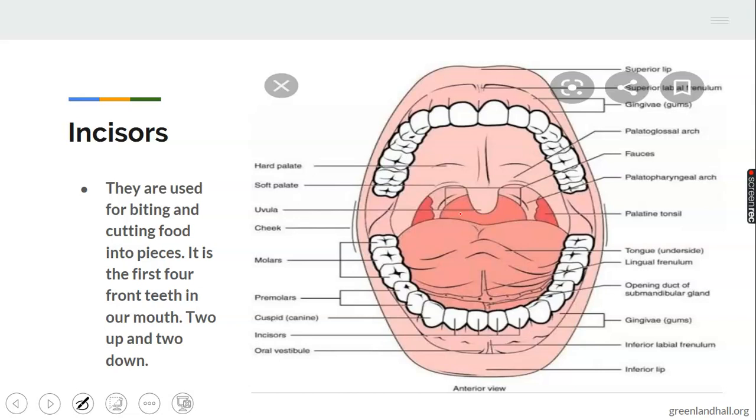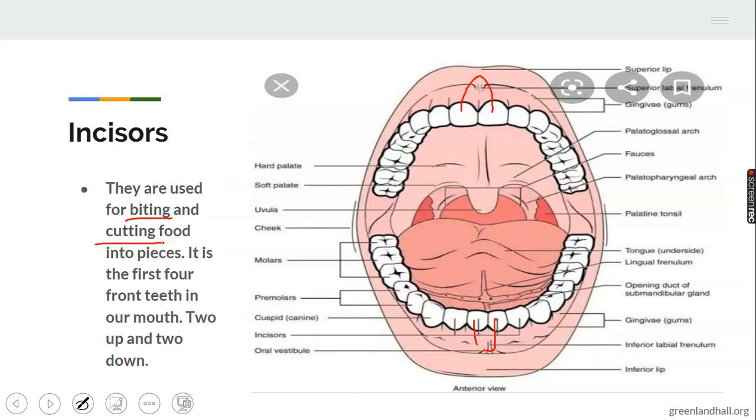We come to the first one, incisors. Which set of teeth do we regard as incisors? These are the teeth in our mouth that are used for biting and cutting food into pieces. And they have four in number. It is the first four front teeth in our mouth. We have two up and two down. You can see them here. We have two down here, and then we have two up here. Those are the incisors. Remember, we use them for biting and cutting.